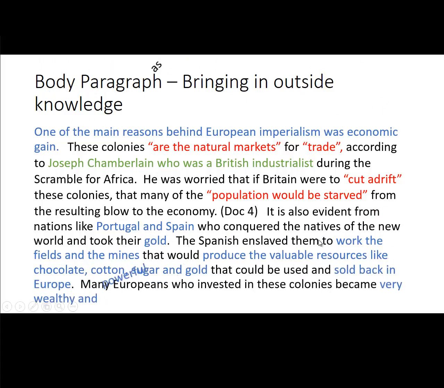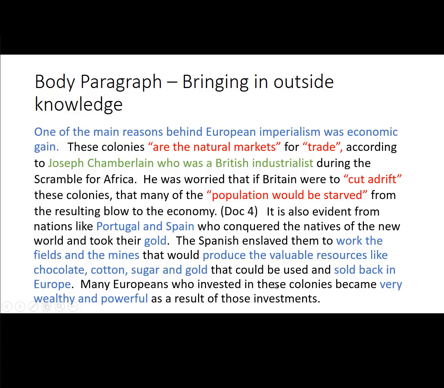The Spanish enslaved them to work the fields and the mines, right, and you get cheap sources of labor that would produce the valuable resources like chocolate, cotton, sugar, and gold. I'm relating specifically to some of those resources that they pulled from the New World that could be used and sold back in Europe, right? So all I'm talking about are these things that can help make me money. Many Europeans who invested in these colonies became very wealthy and powerful as a result of those investments.